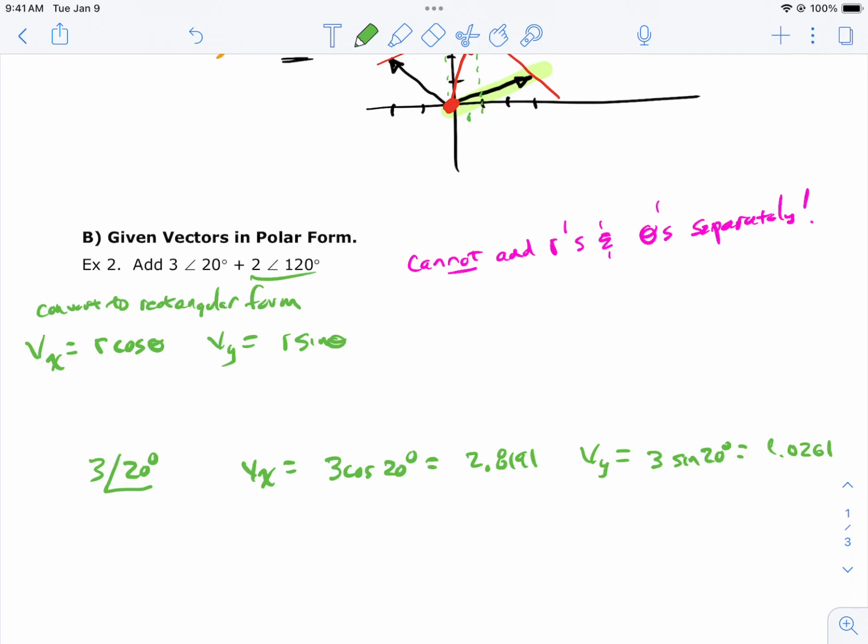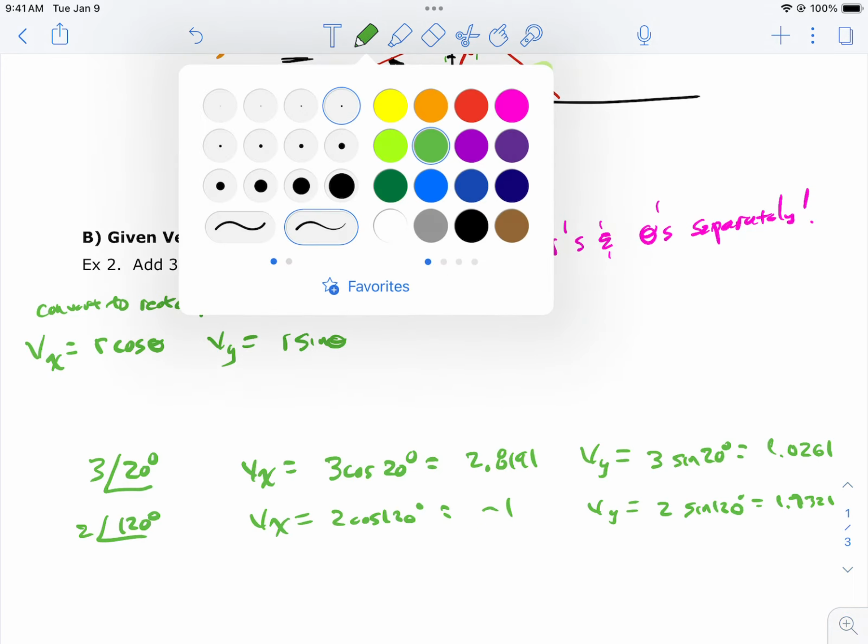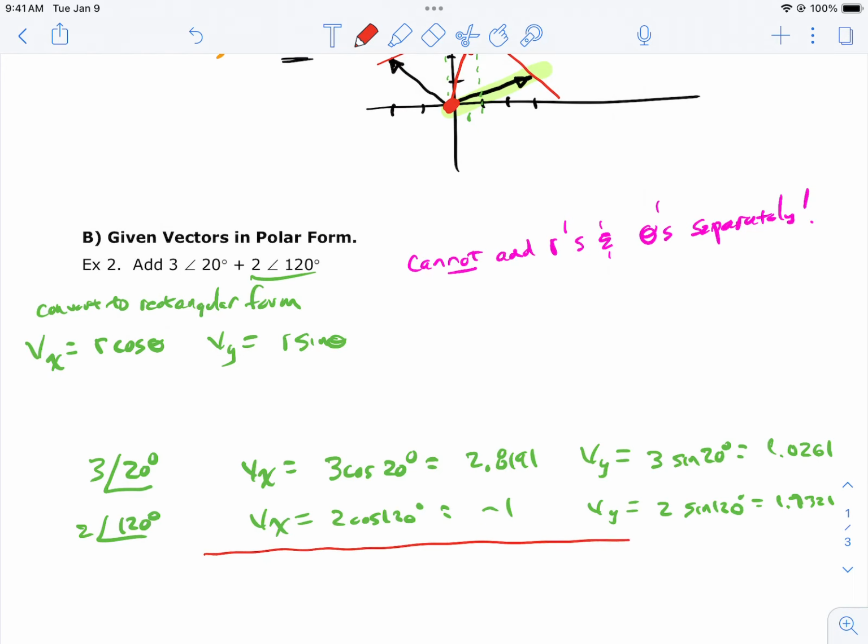And then we can take this vector, 2 at an angle of 120, and we do kind of the same thing. Vx is equal to 2 cosine of 120. So what is 2 cosine of 120? Negative 1. Perfect. And then for the y component, we would do 2 sine of 120 degrees. 2 sine of 120, boom. 1.7321.